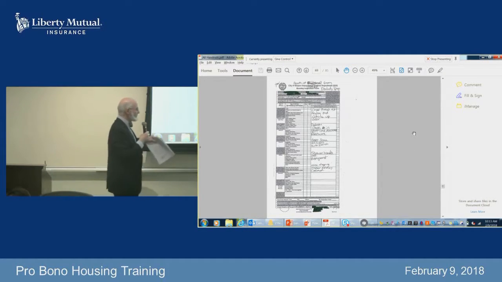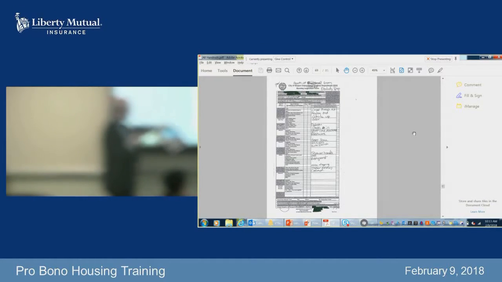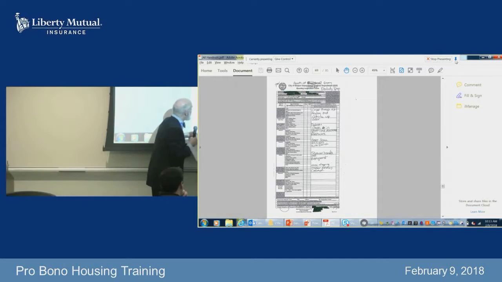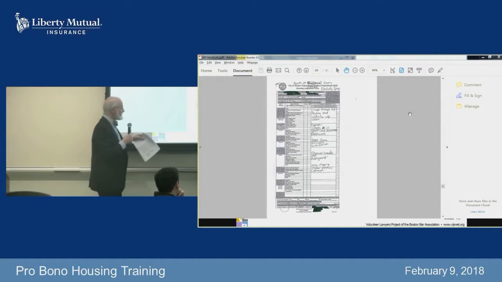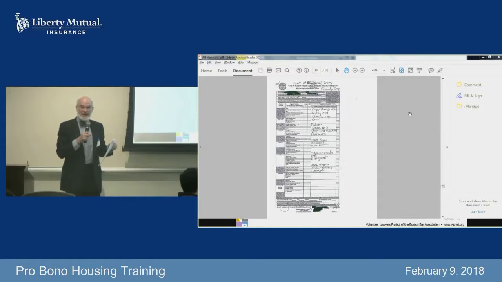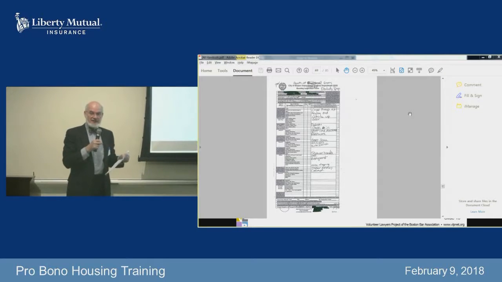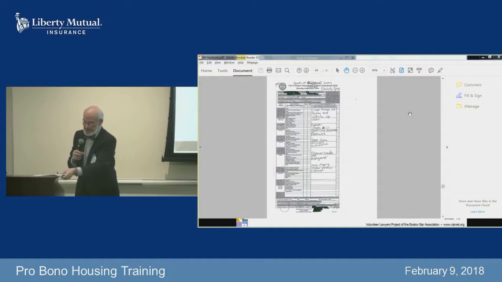And then a particularly important thing is down here, it says this inspection report was certified under the pains and penalties of perjury. And 239-8A makes that certification by the inspector prima facie evidence. So it's really important to have that on there.